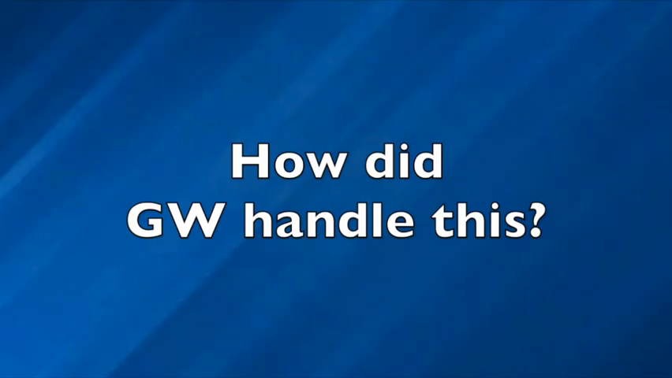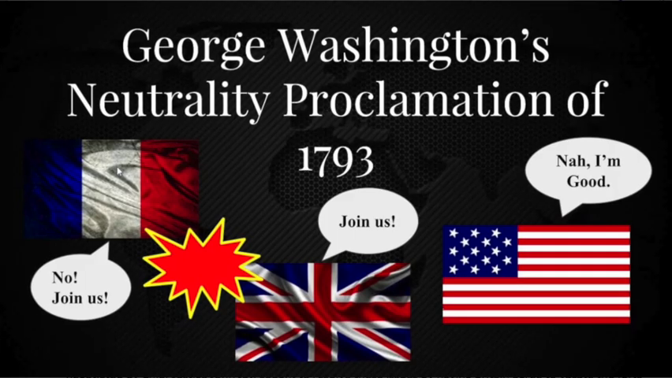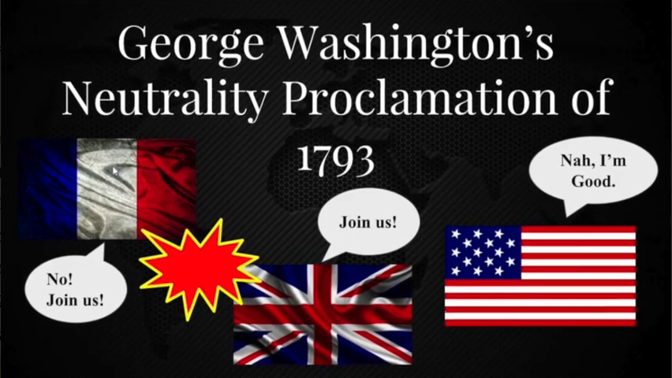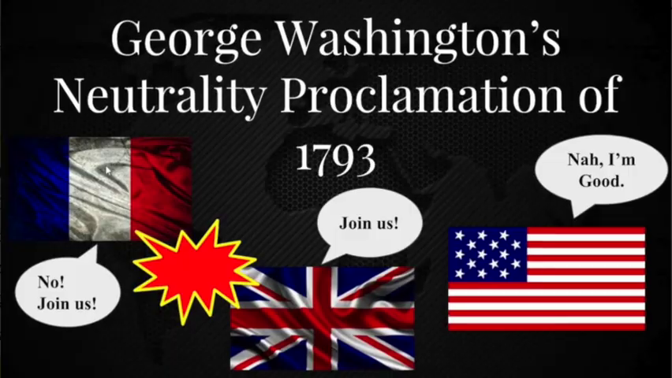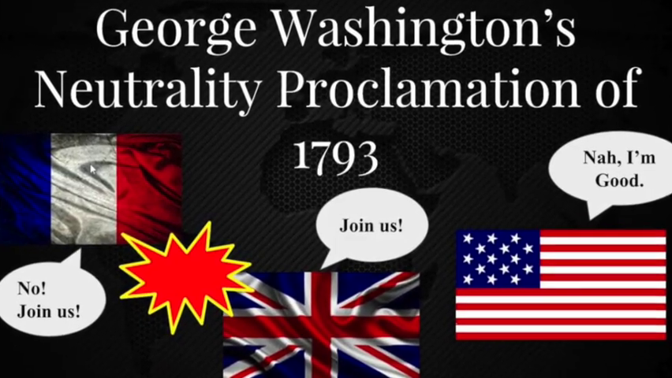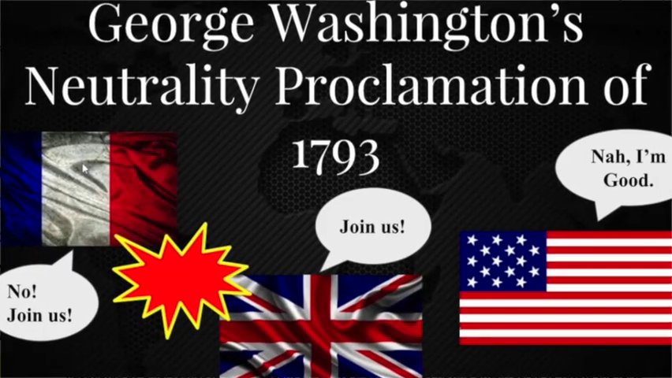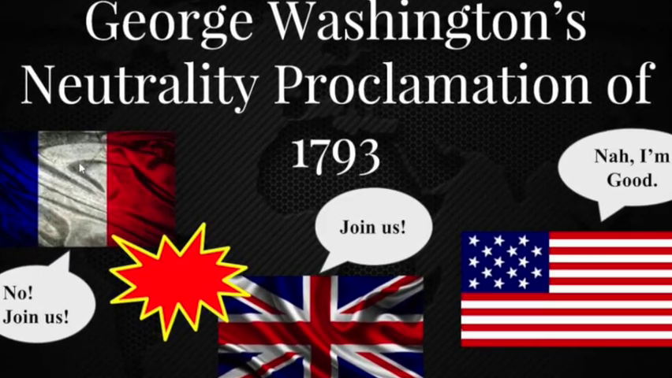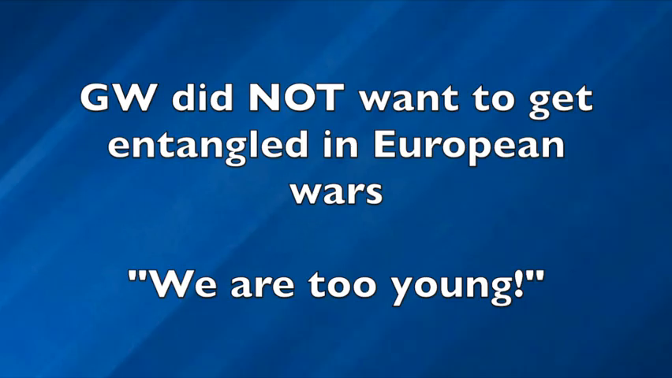How did Washington handle this division? Washington issued the Proclamation of Neutrality in 1793, which asserted that the United States would remain impartial in the conflict. This was a pragmatic decision aimed at safeguarding the nation from becoming entangled in European wars that could threaten its fragile stability and economic health.